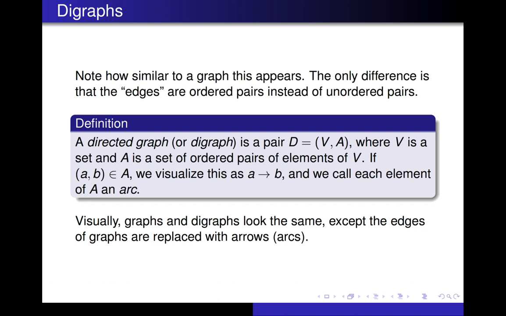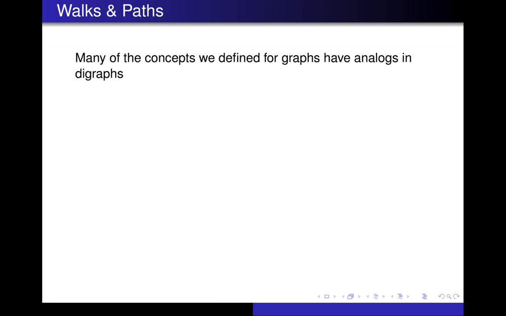So graphs and digraphs look very much the same. The only difference is the edges in the graphs are replaced with arrows. So a lot of the concepts we define for graphs have very similar concepts in digraphs. There are a lot of examples in the readings. I'm not going to go over all of those. I'm just going to go through a couple of things. I'm just going to look at walks and paths right now.